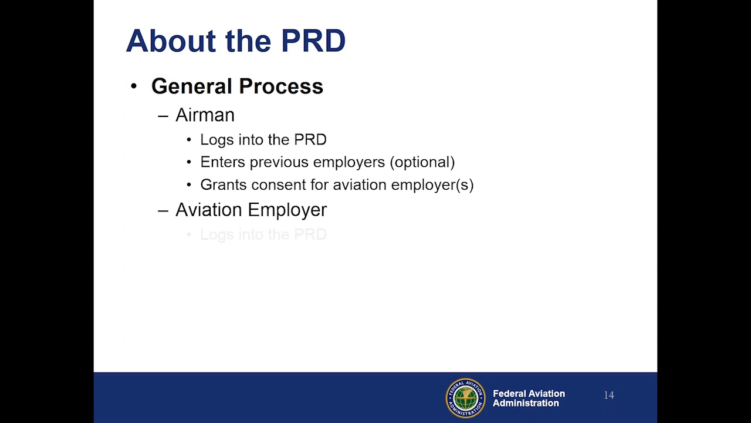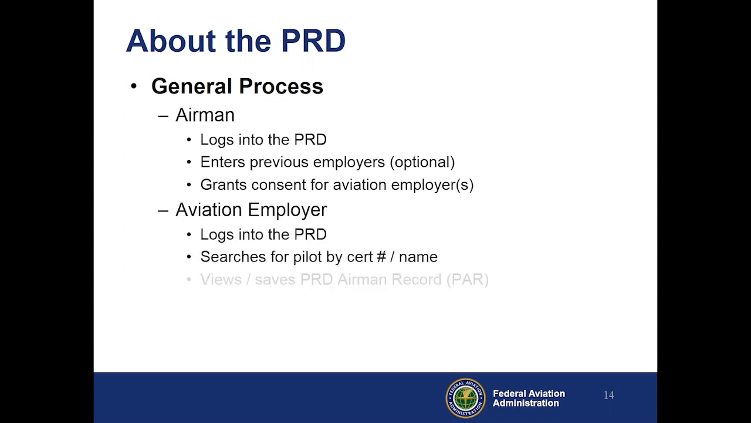So now let's look at the employer side of it. What are the steps that they have to follow? Well, they log into PRD, and then they have to search for that airman by certificate number and name. You have to have both the certificate number and, technically, either the first name or the last name in order to search for an airman. And then they can view or even download that PRD Airman record. And yes, we have an acronym within an acronym. The PRD Airman record we also call PAR. So if I call it a PAR, I'm just referring to those records downloaded from PRD.